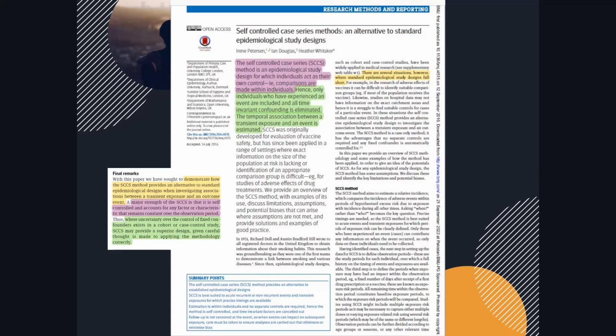This paper demonstrates how the self-controlled case series method provides an alternative to standard epidemiological study designs when investigating association between a transient exposure and an outcome event. Major strength of the self-controlled case series is that it is self-controlled and accounts for any factor or characteristic that remains constant over the observation period. Where uncertainty over the control of fixed confounders exists in a cohort or case control study, self-controlled case series may provide a superior design, given careful thought is made to applying the methodology correctly.